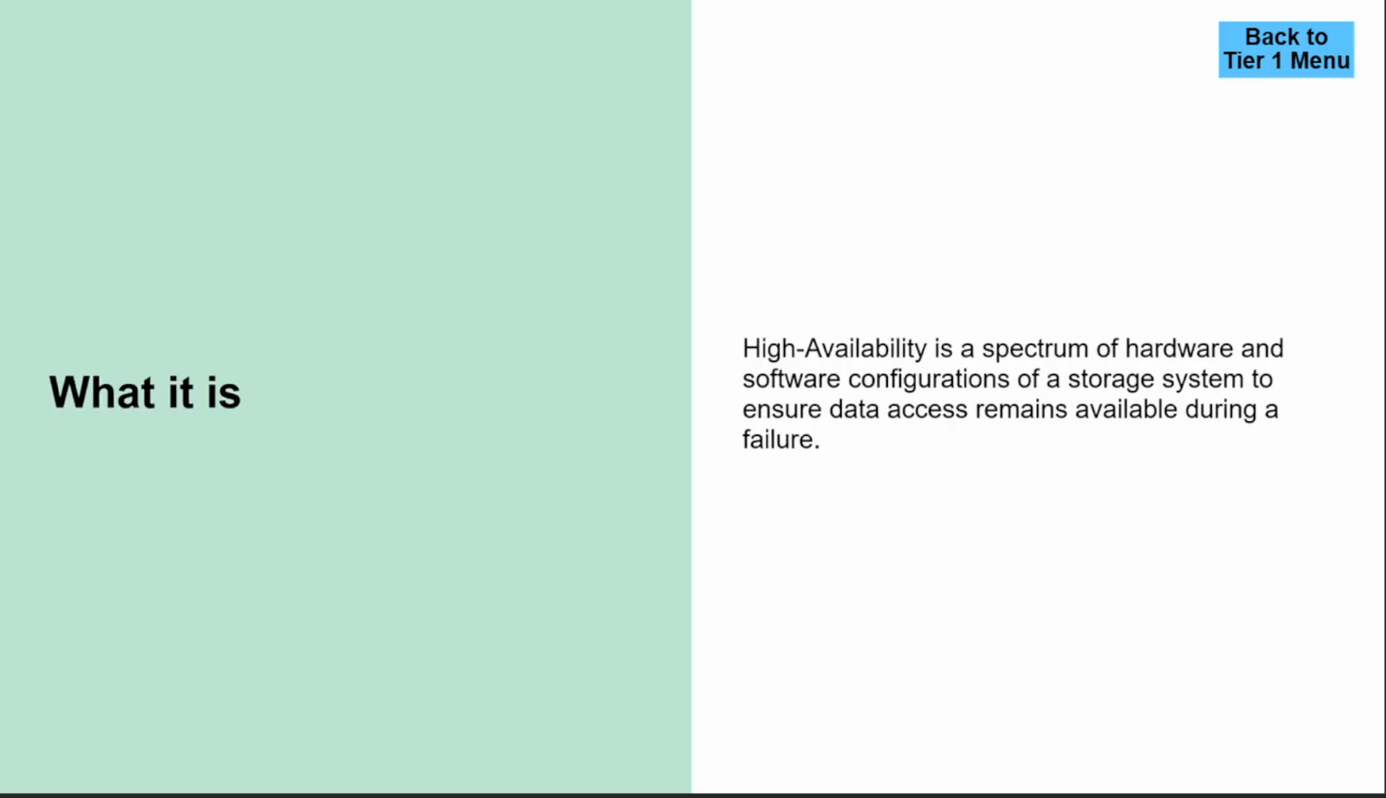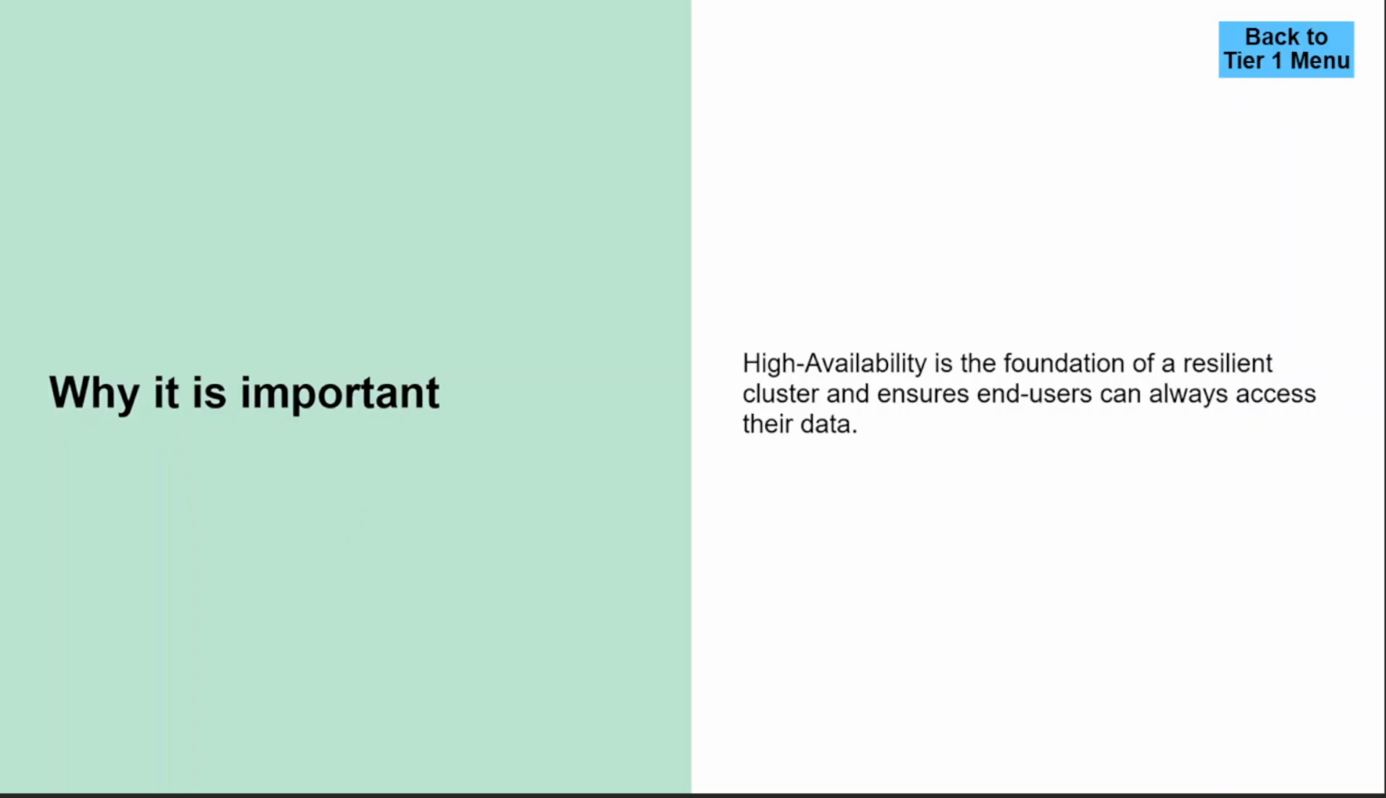High availability refers to the design and configuration of a storage system in a way that it can experience component or software failures and continue to provide access to data. Much like a building requires a solid foundation in order to remain standing, an ONTAP cluster relies on high available pairs in order to continue serving data even during a component failure.